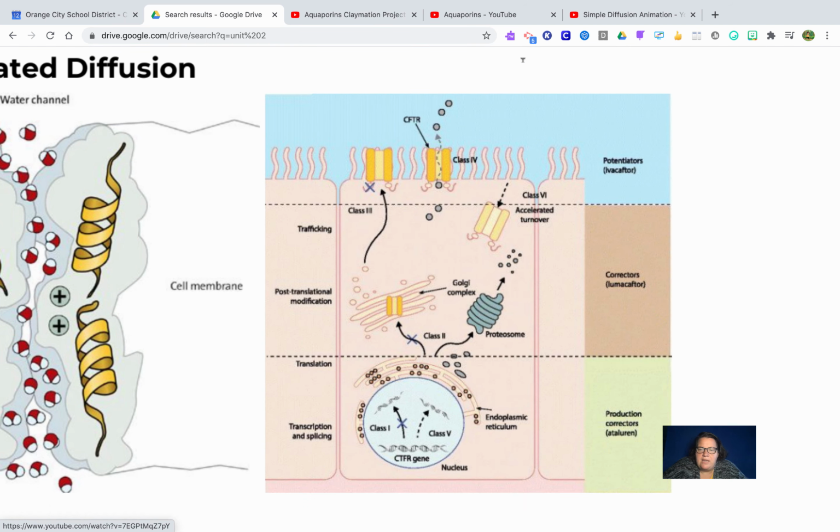I don't want to talk too much about cystic fibrosis, because I do spend a lot of time talking about it in ninth grade bio. But people who have cystic fibrosis have very bad coughing, and they have to take a lot of medications.